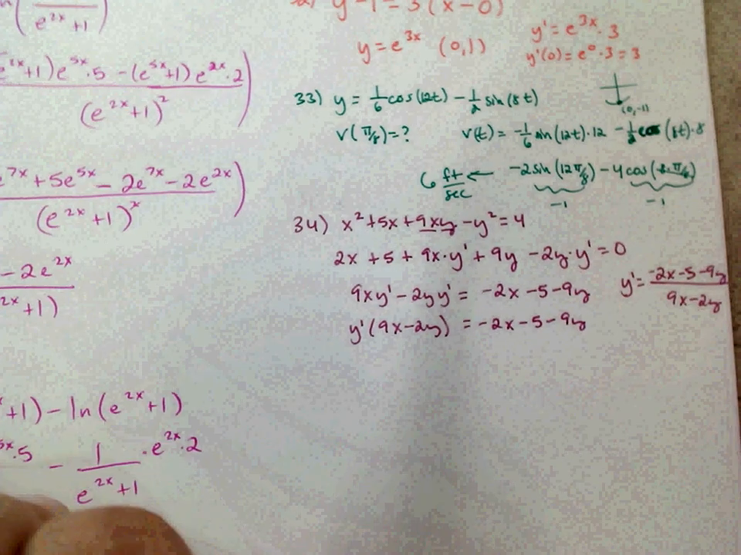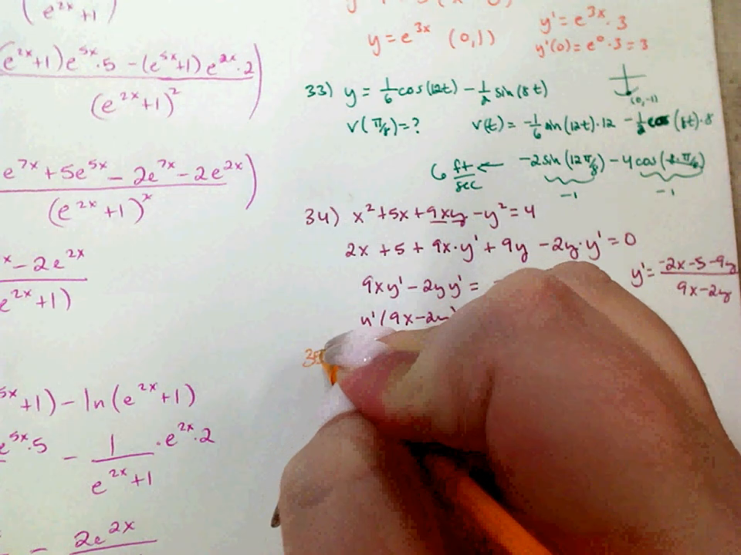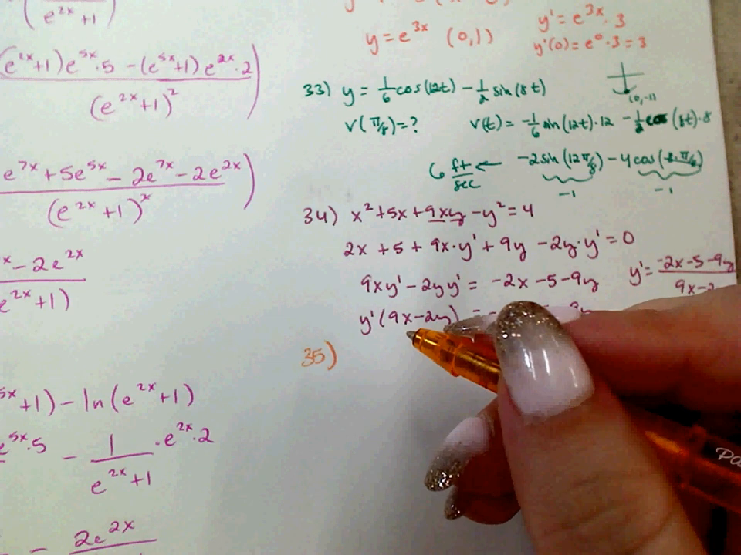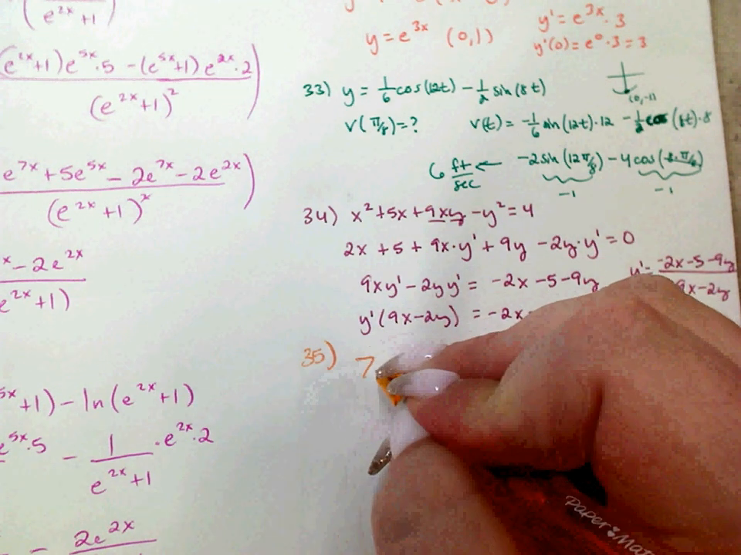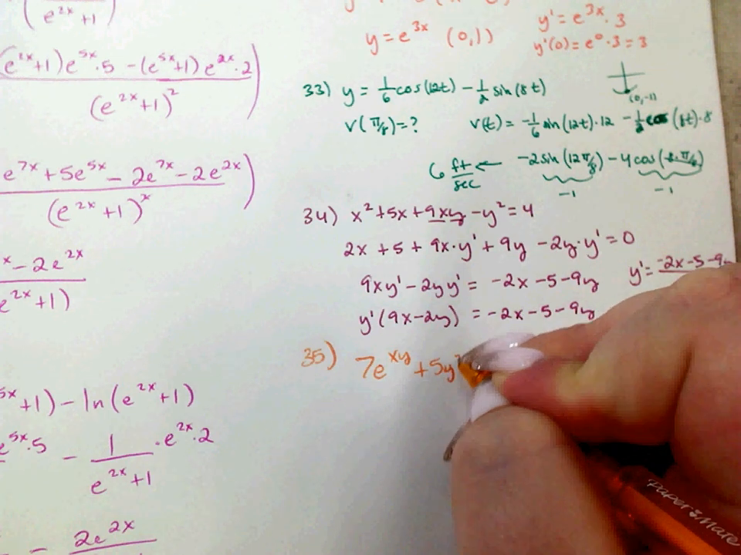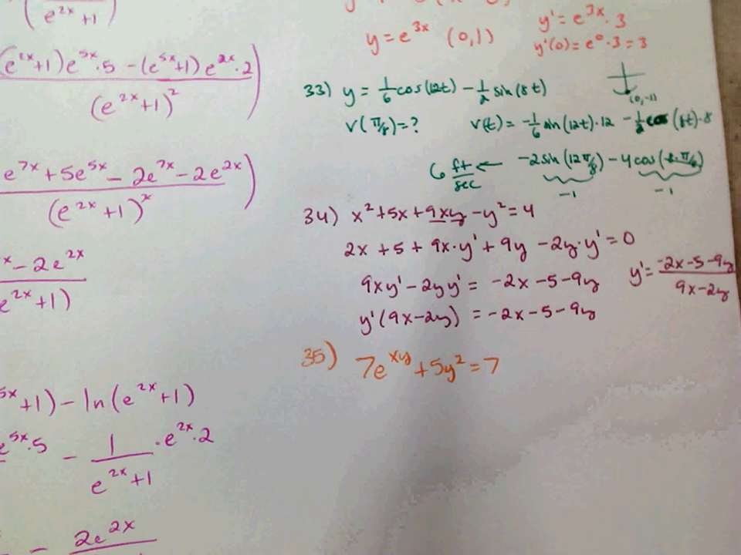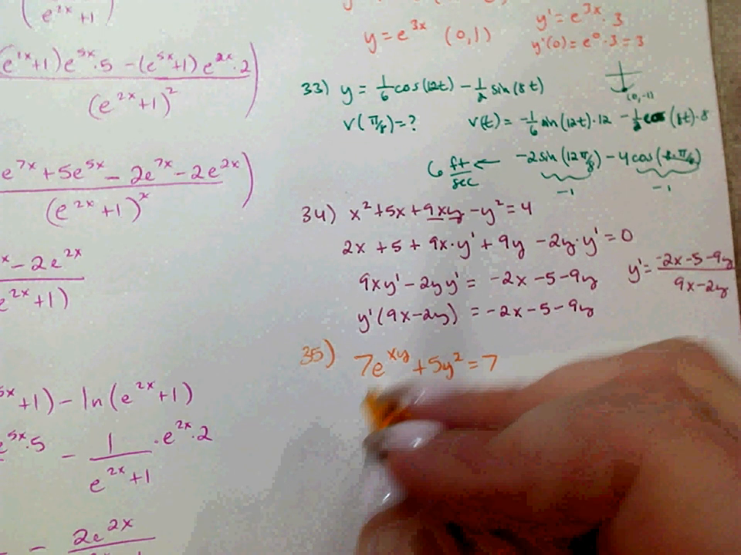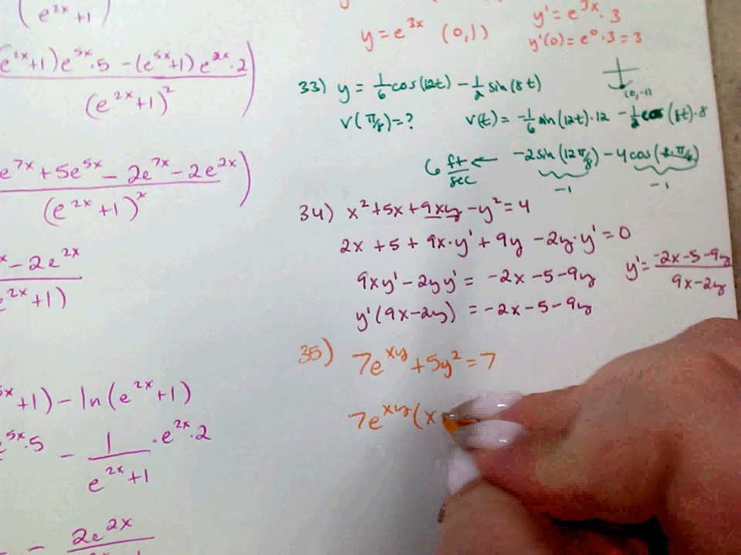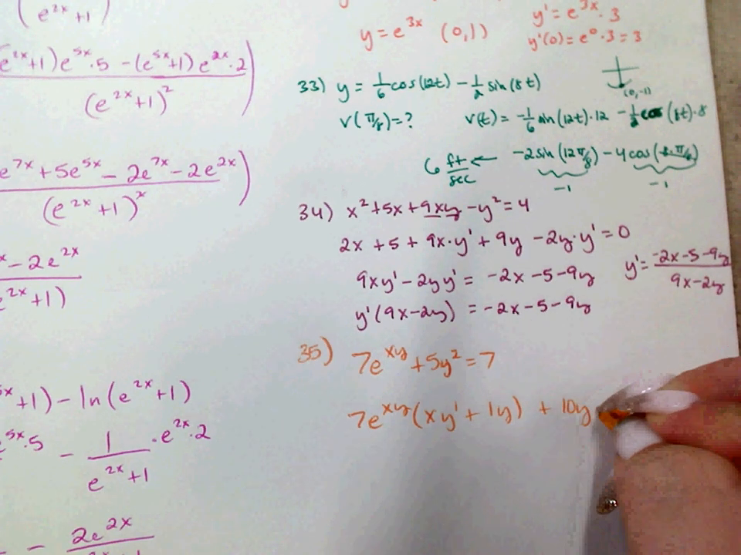35. Number 35 says use implicit differentiation to find dy dx. And the original function is 7e to the xy plus 5y squared equals 7. So the derivative of 7 e to anything is 7e to that thing times the derivative of that thing. So 7e to the xy times the derivative of xy, first times the derivative of second plus the derivative of the first times the second, plus 10y times y prime equals 0.